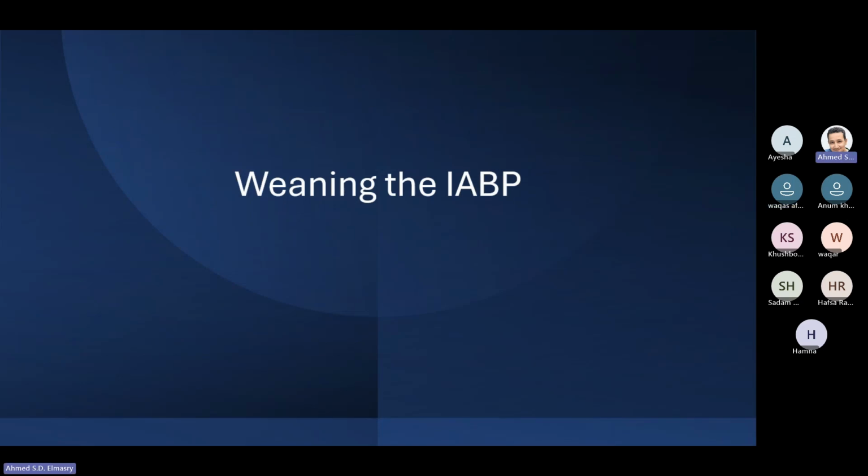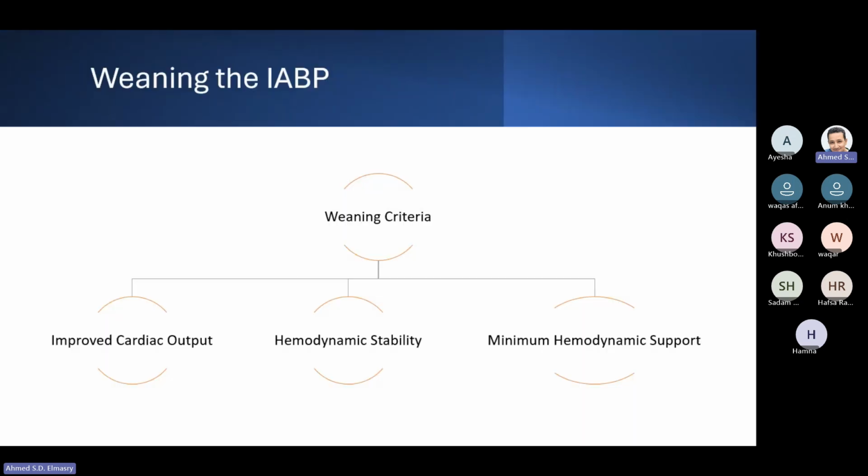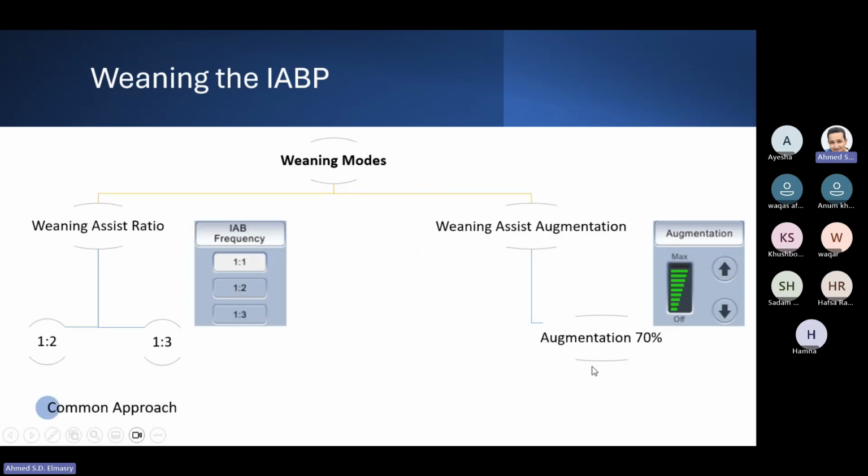So the weaning of the intra-aortic balloon. To start weaning of the intra-aortic balloon, you should have the criteria for weaning. So the criteria for weaning is that the cardiac output for the patient has been improved. The patient's hemodynamic stability was achieved, and the patient is not on high hemodynamic support like vasopressors and inotropes.